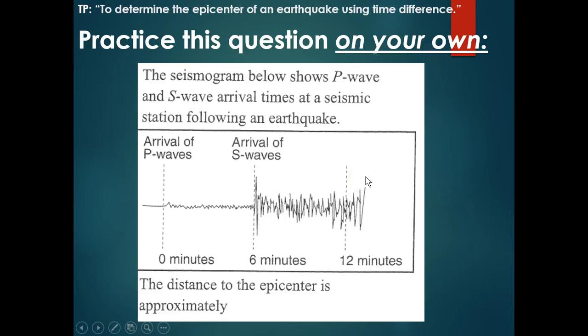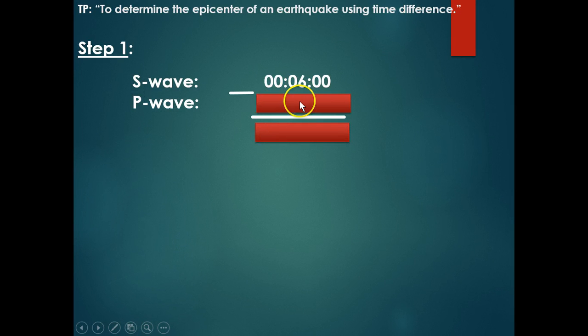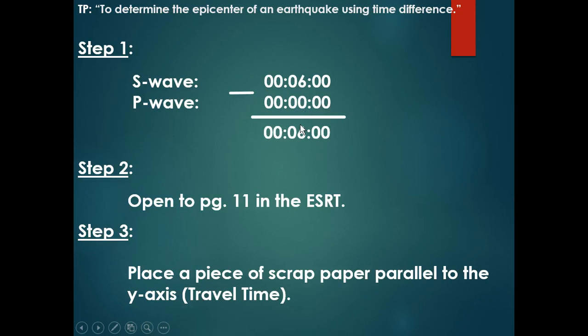Again, stop the video. Make sure you can do this on your own. I will continue. The seismogram below shows P wave and S wave arrival times at a seismic station following an earthquake. This one's great because you don't even have to calculate or figure out what the different intervals are on the x-axis. It just gives it to you. So the S wave arrived at 6 minutes and the P wave arrived at 0 minutes. That's a very easy calculation. It's just going to be 6 minutes minus 0 minutes. So the time difference is 6 minutes.